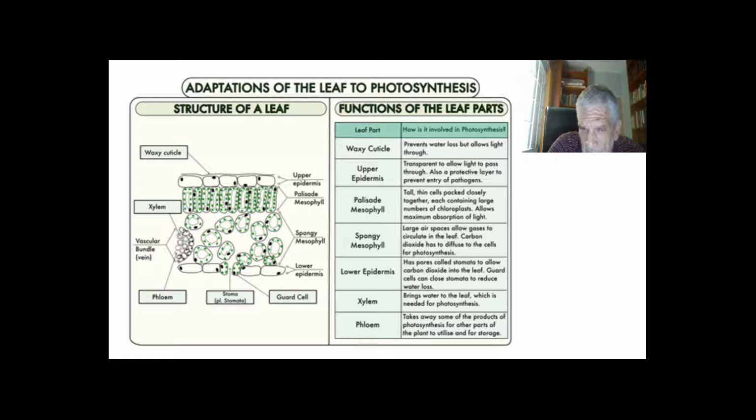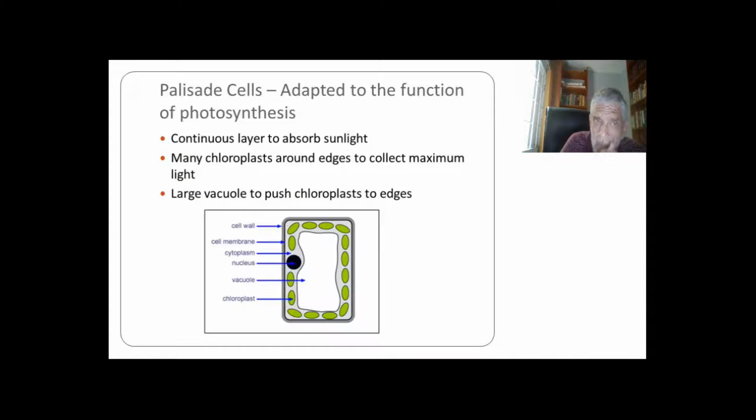And then you have a xylem, which brings water to the leaf, and that keeps the leaf fully turgid so the photosynthesis can occur. And phloem, which takes sugars away from the leaf to where it might be needed.